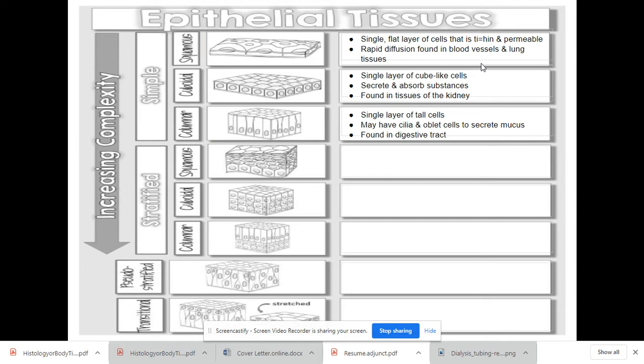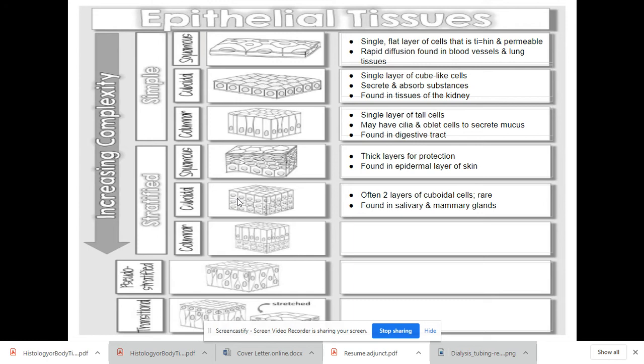Your stratified squamous tissue has thick layers for protection, and this is found in the epidermal layer of the skin. So all of these layers stacked on top of each other are what make up the epidermis, which is the outer layer of your skin. We'll talk more about this in the skin unit.